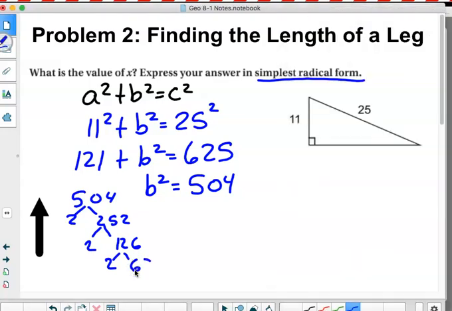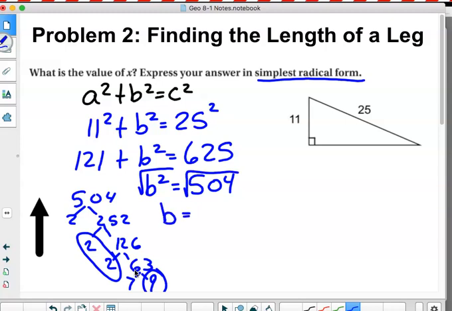Now, I know 63 is 7 times 9, so I'm going to go 7 and 9, and that's 3 times 3. I'm just going to hit 9 because that's a perfect square. I got a perfect square in those two, and I got that perfect square. So now if I take the square root of both sides, B would be the square root of 4 times 9, which is 36. That's a perfect square times 14.